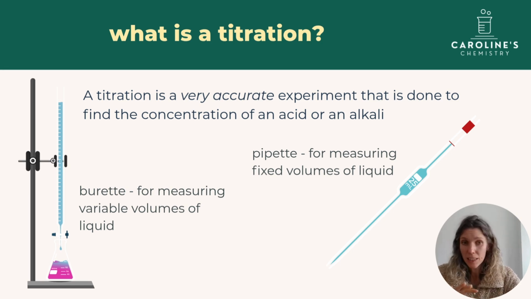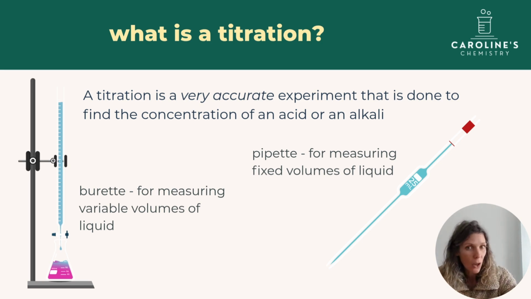So a couple of pieces of equipment that you would need or meet when you're doing a titration is a burette. So it's a long glass tube and it has the scale up the side, and then there is a tap at the bottom. What we do with a burette is measure variable volumes of liquid. So for instance, you can measure 5, 6, 7, 10, 20 centimeters cubed.